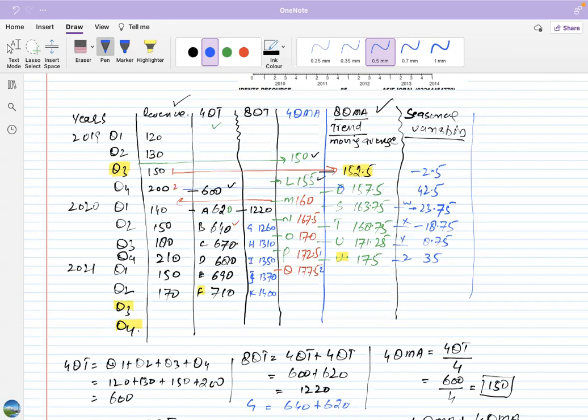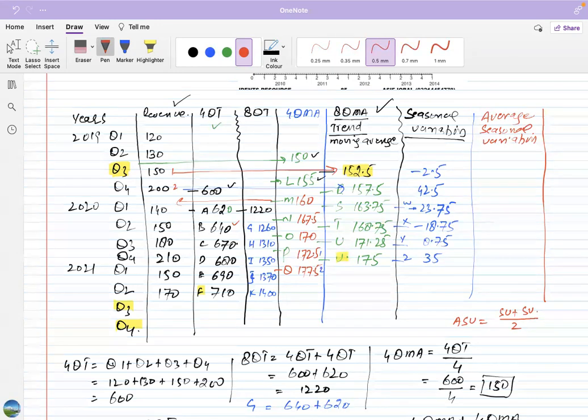The next column that can be required from us in the examination is the average seasonal variation. The formula for average seasonal variation is simple. I write it here. Average seasonal variation is equal to seasonal variation plus seasonal variation divided by the number of values, I mean 2. If the values are 3, seasonal variation plus seasonal variation plus seasonal variation divided by 3. If the values are 4, it will be divided by 4. So simple. And this is calculated by quarter.